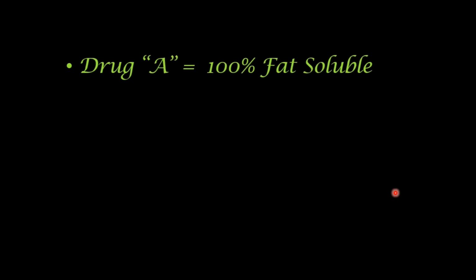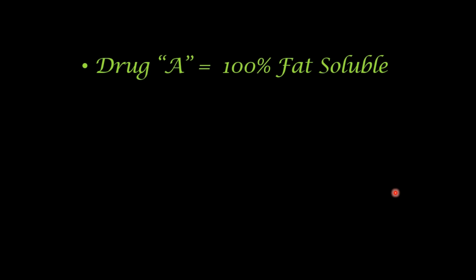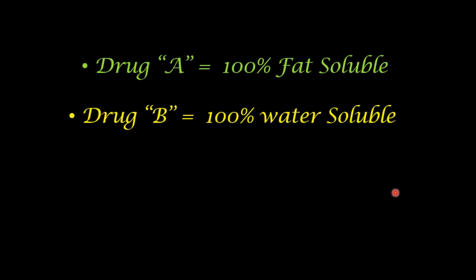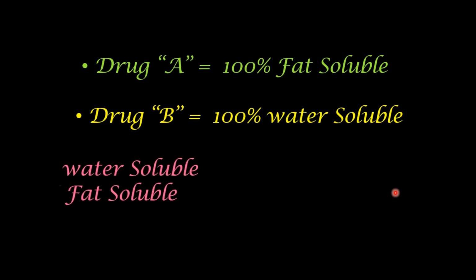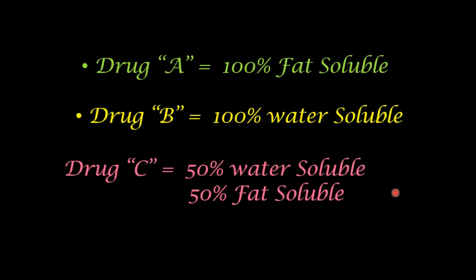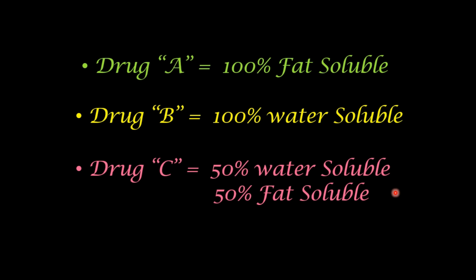Now, there are three drugs. Drug A is 100% fat soluble, drug B is 100% water soluble, and drug C is 50% water soluble and 50% fat soluble. If we ask which drug distributes more efficiently, I am 100% sure that the majority of students will reply drug A, because the drug is fat soluble. Now let's discuss the answer to this question.